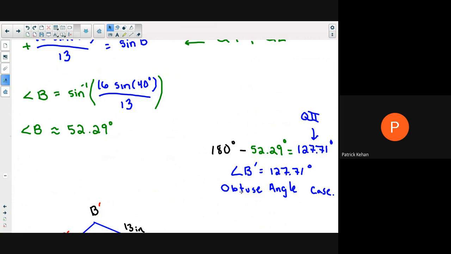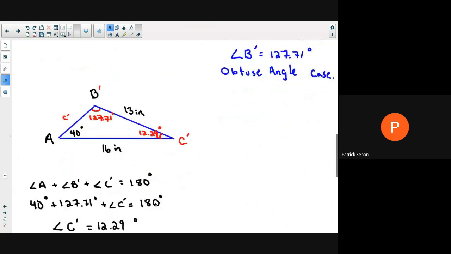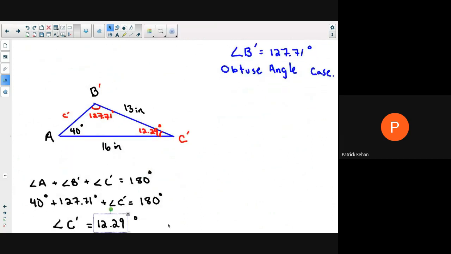So now I'm going to take the information I have and add it to my existing triangle, right? So angle B is 127.71 degrees. What's nice about this is we can continue to use the triangle sum theorem to find angle C prime for this specific triangle. So if I add the two angles together, subtract from 180, I can find angle C, which is going to be 12.29 degrees right here.